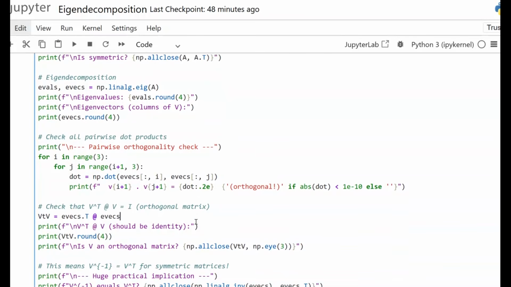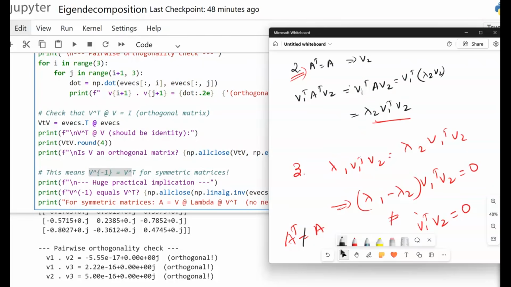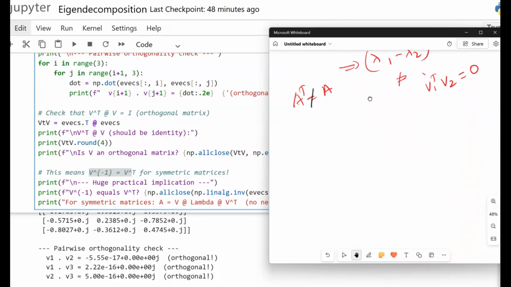And here V transpose V is equal to identity, and V is orthogonal. Next, V inverse is equal to V transpose. Diagonalizing simplifies: observe A is equal to V lambda V transpose. This is one of the most powerful structural results in linear algebra, turning a matrix transformation into independent scaling along perpendicular directions.